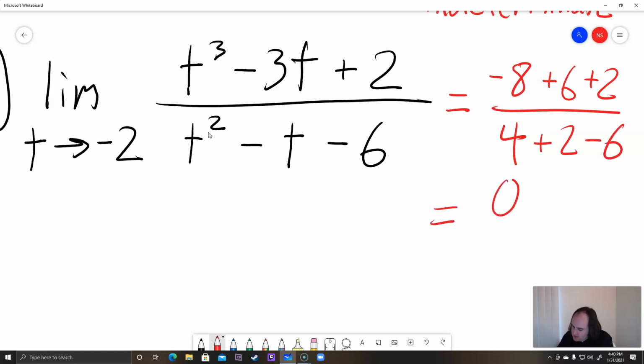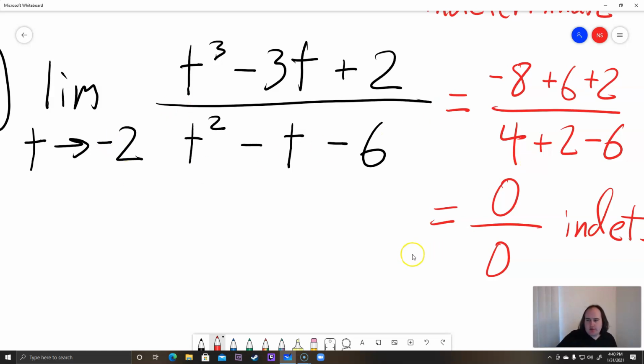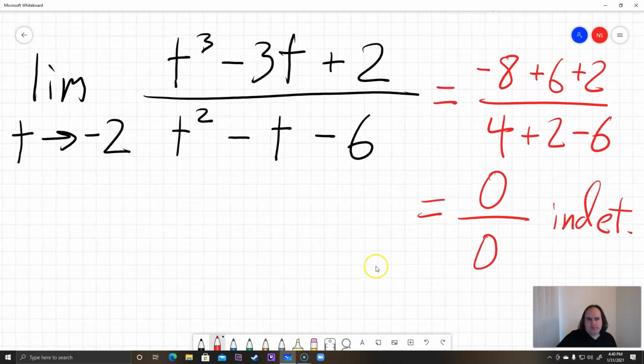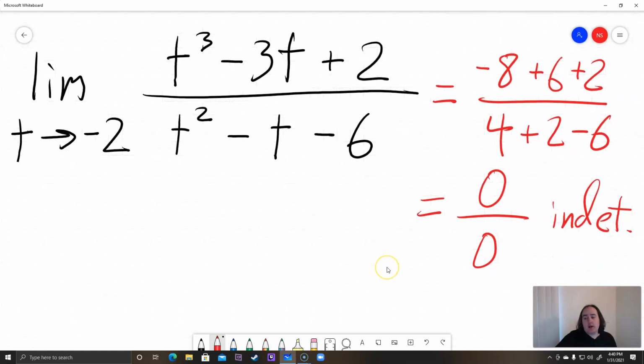Well, what do you know? You get 0 over 0. That's indeterminate. I'll just write indet for an abbreviation. So this one is indeterminate. So once again, we can go ahead and do L'Hopital's rule. So we take the derivative of the top and the bottom. Here our independent variable is t, but other than that, it's just the same as the last problem. And here we're going to be using the power rule for each term.